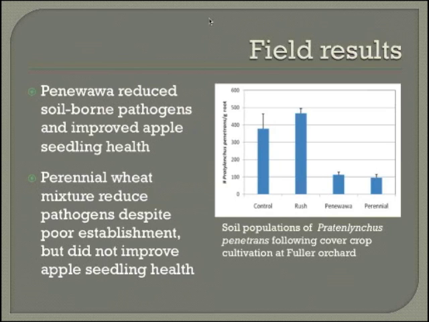Okay, I wanted to show this real quick. So the perennial, unfortunately, we had to plant in the spring rather than the fall. Normally we would like to plant in the fall, let it grow through the winter and really establish itself in the spring. But we had to plant in the spring because of logistics with our experiment, so we got pretty poor establishment. But despite that, we saw really dramatic decreases in the Pratylenchus penetrans populations, even when that was segregating. So we were pretty excited about that.